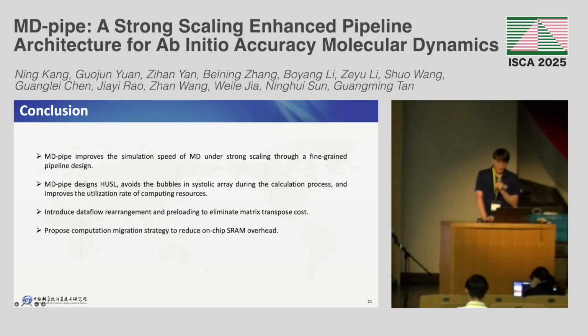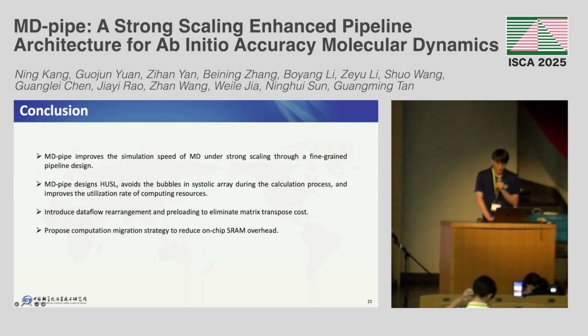Now let's move on to the conclusion. MD pipe achieves significant improvements in simulation speed and resource efficiency through several key technologies. First, it employs fine-grained pipelining, which deeply optimizes the computational workflow and dramatically accelerates the simulation. Next, the high resource utilization design eliminates the bubble effect common in systolic arrays, preventing computational bottlenecks and maximizing hardware efficiency.